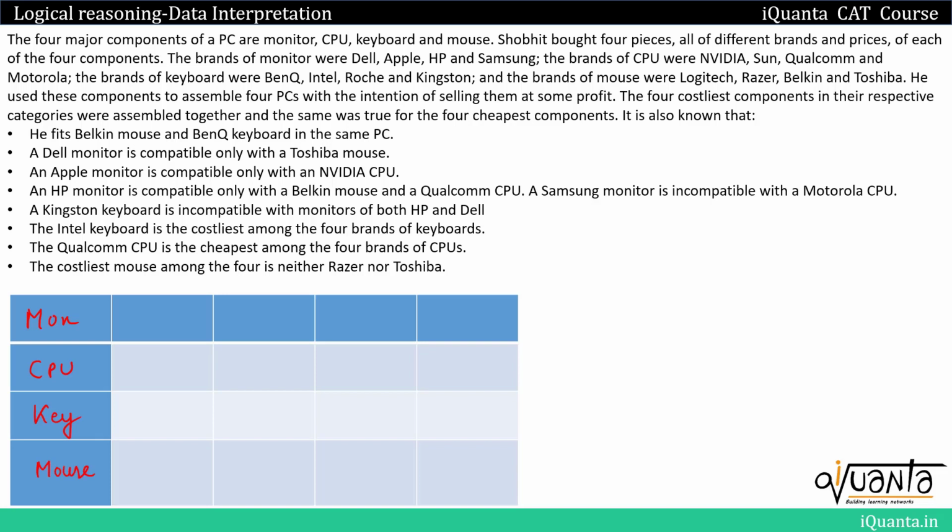Now let us try to use the clues and fill the table over here. First one is he fits Belkin mouse and BenQ keyboard in the same PC. So that means Belkin mouse and BenQ keyboard will be in the same column.